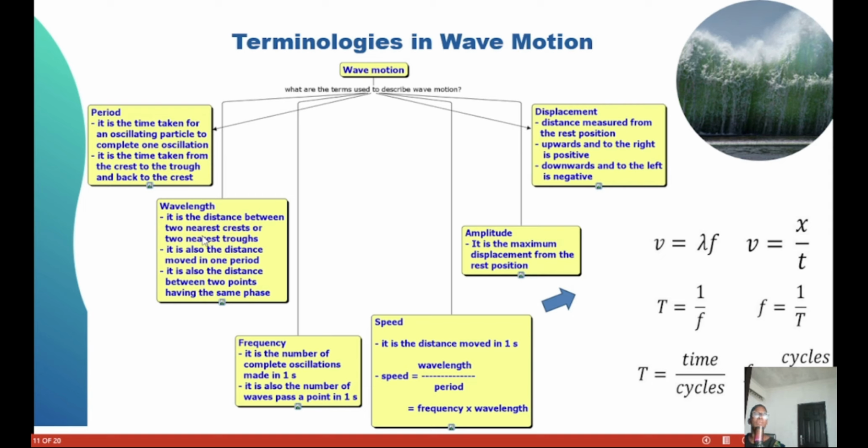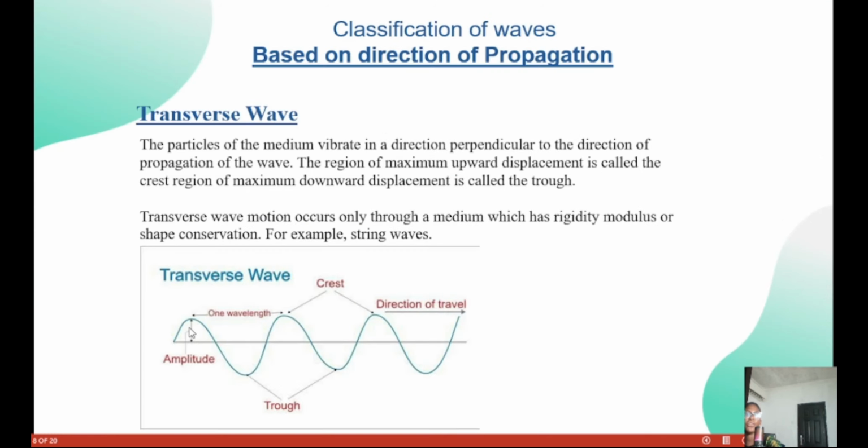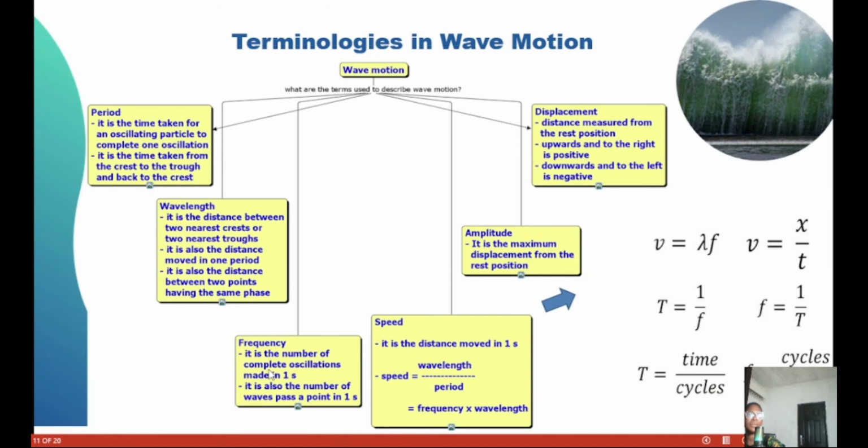So let's go to another one, which is the wavelength. Wavelength is the distance between two nearest or two successive crests or two nearest troughs. I showed you what crest and trough were before. I said this is a crest and this is a trough. So the distance between this point and this point is one wavelength. And also the distance between this point and this point is another wavelength. So the distance between two successive crests or two successive troughs is called the wavelength.